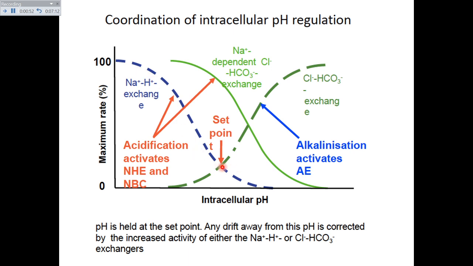While when it goes away from the set point toward the right, it means the pH increases. There will be alkalinization, which activates the anion exchanger. This is the mechanism to resist cellular basicity. The anion exchanger is activated in which direction? In the direction of expelling HCO3 out.